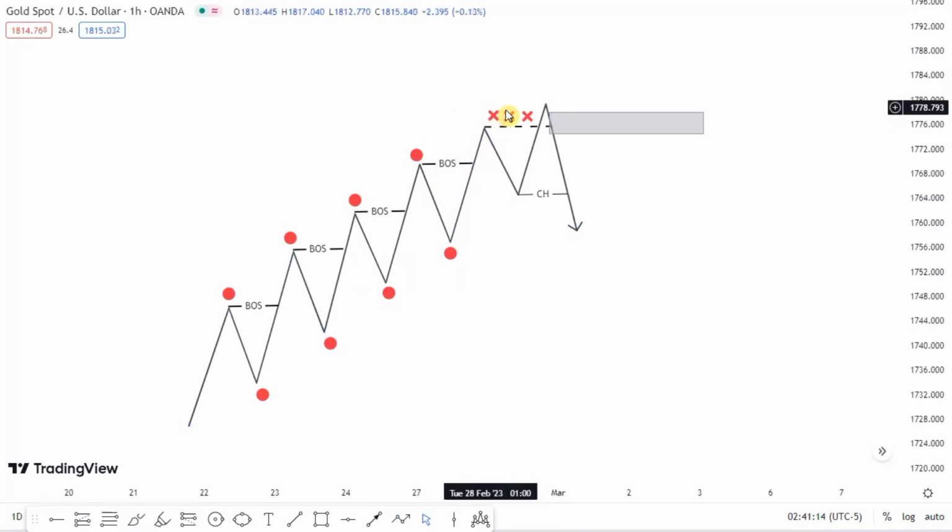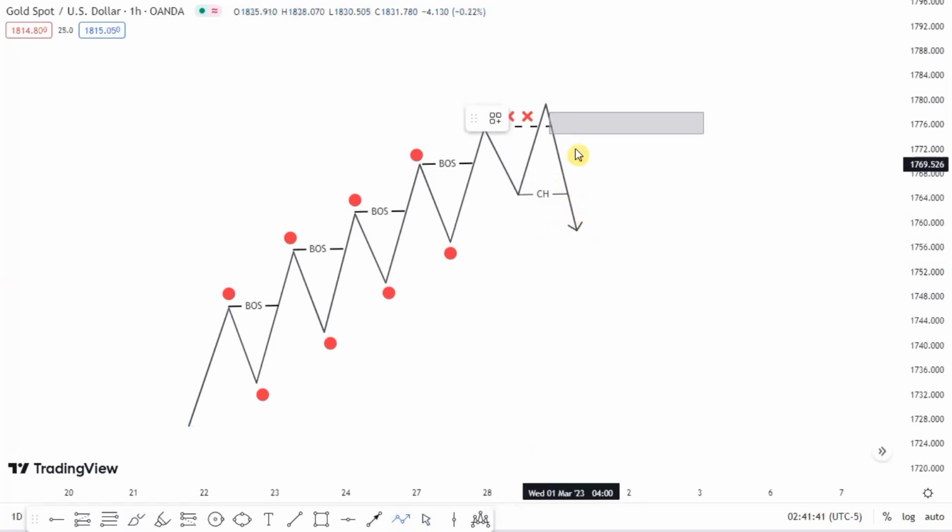Then it tried to push above, but it failed, leading to a stop hunt, because some traders are going to think that this area is resistance, so we should be selling. They are not understanding the market structure itself. Since the market failed, we have a change in character.